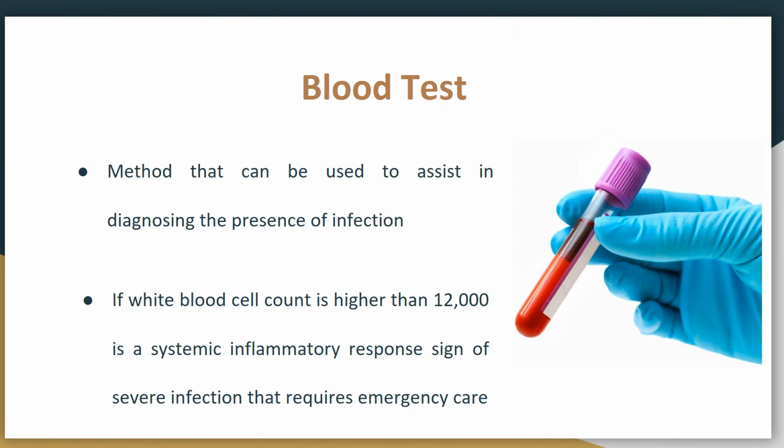Referring a patient for a blood test is another method that can be used to assist in diagnosing the presence of infection. An elevated white blood cell count is highly indicative of the presence of infection, with a white blood cell count higher than 12,000 being a systemic inflammatory response sign of severe infection that requires emergency care.